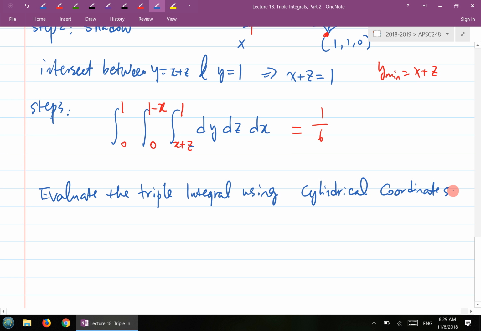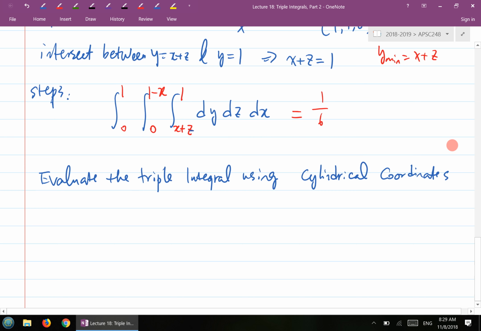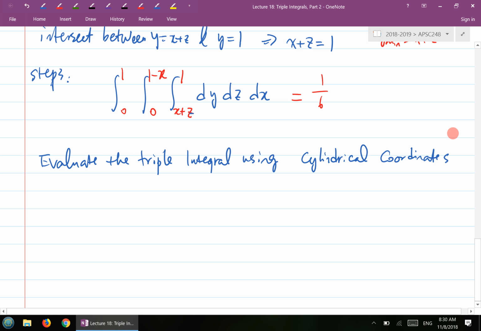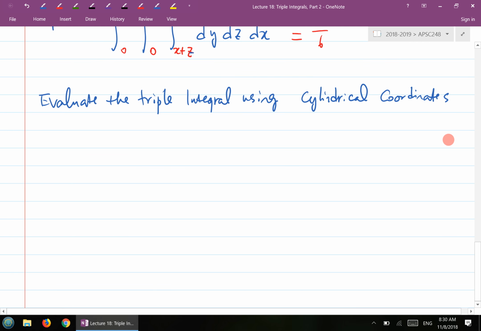So in triple integrals, we'll cover three different coordinate systems. One is the Cartesian, which we already covered. The second one is what we're going to cover now, the cylindrical. And then next we'll cover the so-called spherical coordinates. Okay? So what are cylindrical coordinates?